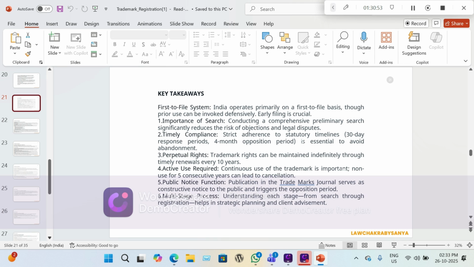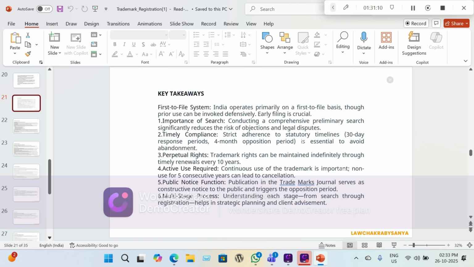Then active use is required. Continuous use is important. If it is not in use for 5 years continuously, then it can be treated as cancelled. Then public notice functions of publication in the trademark journal serves as a constructive notice to the public and triggers the opposition period.